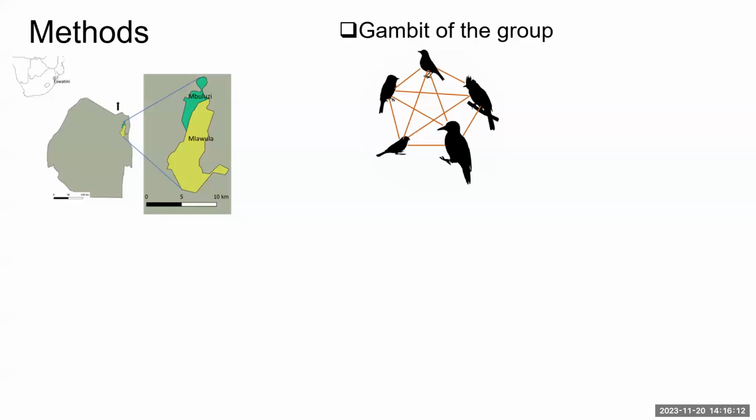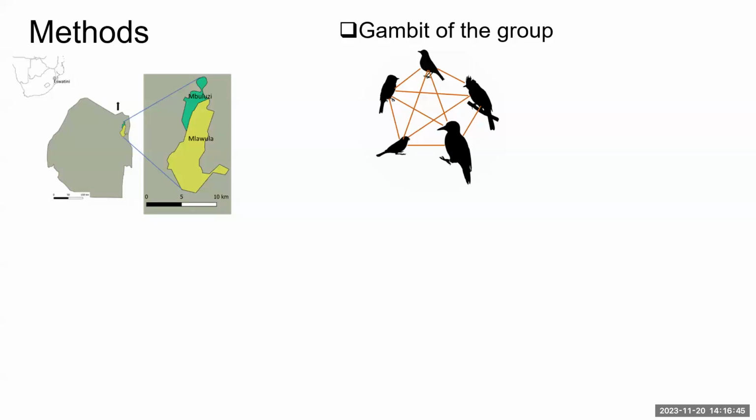To do that, we went out to find mixed flocks in 2 parks in Eswatini. We used the gambit of the group approach, which says that 2 or more species moving and foraging together are associating. So what did we do? We went out looking for flocks. We counted individuals, we identified species, and we also estimated foraging height in those flocks.